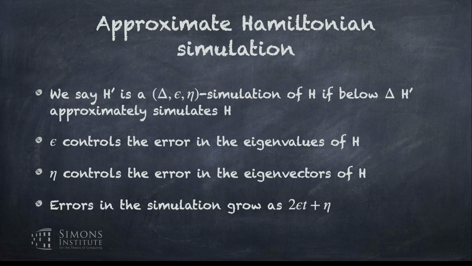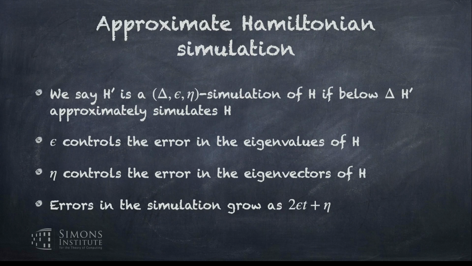Okay, and if we start off by encoding our Hamiltonian H into this simulated Hamiltonian H prime and let it time evolve, when we start off, we've got zero error in our state, and we're going to let it time evolve under this approximately right Hamiltonian. We're going to find that errors in the simulation grow like this. So you can see that the epsilon error is more important as time goes on.